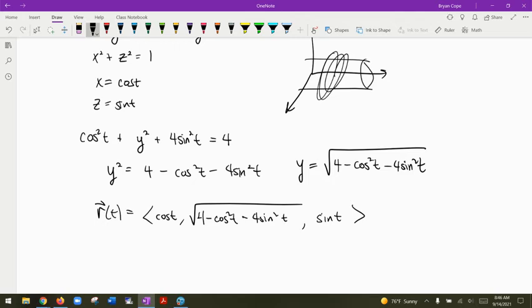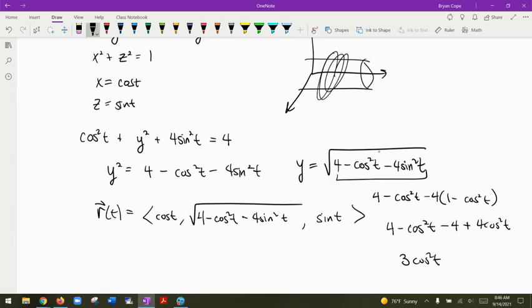Let's see. There is actually a little bit of simplifying that we technically could do here, because this expression can be written all in terms of cosine like this. Which is 4 minus cosine squared t minus 4 plus 4 cosine squared t. So you could actually write this as root 3 times the absolute value of cosine t. Don't have to simplify if you don't want. Okay, that's 44. And then 48.